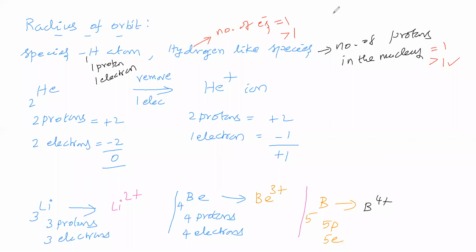Okay. You are saying that the number of electrons of hydrogen-like species is always 1. So we came to the conclusion that for hydrogen-like species, the number of protons in the nucleus is greater than 1, and that value depends on its nature, but the number of electrons is always 1. It depends on its atomic number. That is the conclusion.